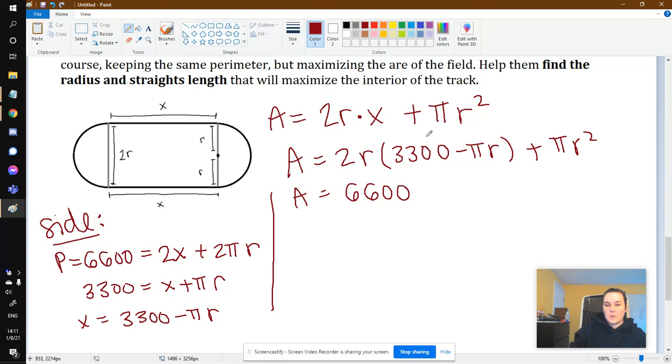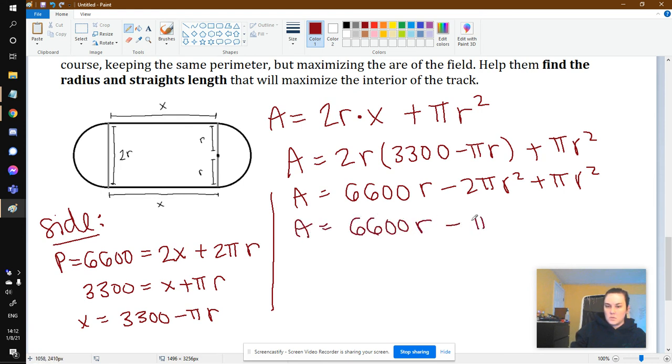I'm not doing any derivatives yet. I'm just using algebra 1 and simplifying these things. So I distributed the 2r and got 6600r minus 2 pi r squared. And then I did 2 pi r squared plus 1 pi r squared is negative 1 pi r squared, which is where I got this. And now I've got something with only r's. I'm going to take the derivative.